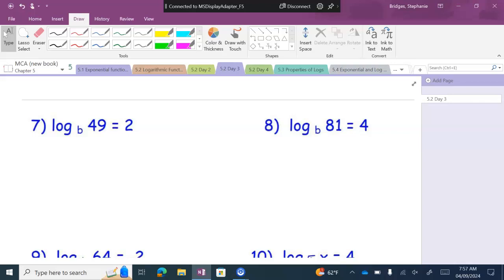Real quick though, when we talked about logs the first day, we said the base was not allowed to be negative, and it's also not allowed to be 1. Okay, it can be a fraction. It just can't be negative and it can't be 1. So if your variable is in the base, be very careful about what kind of answers you're leaving. You cannot have a base of 1 and you cannot have a negative base. So we're going to take that to exponential.